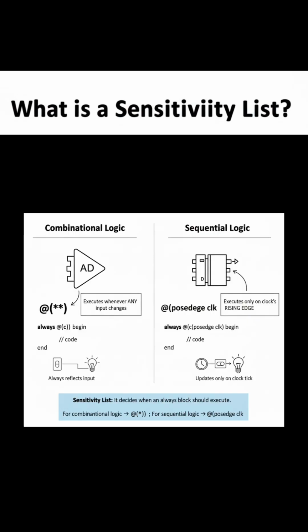Next, sensitivity list. It simply decides when an always block runs. For combinational logic, always use @(*). For sequential logic, use @(posedge clk) or @(negedge clk).